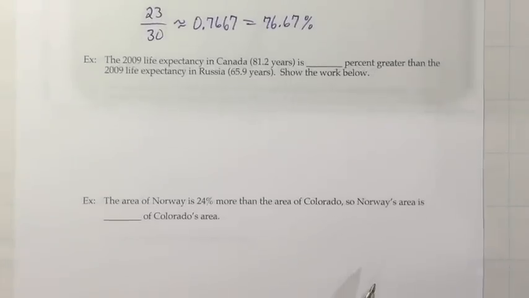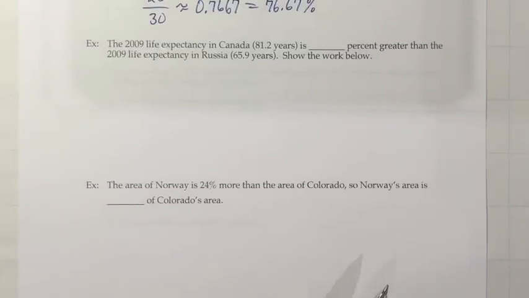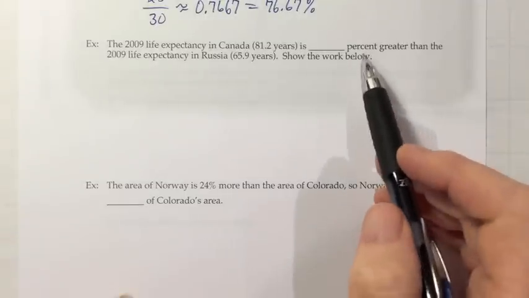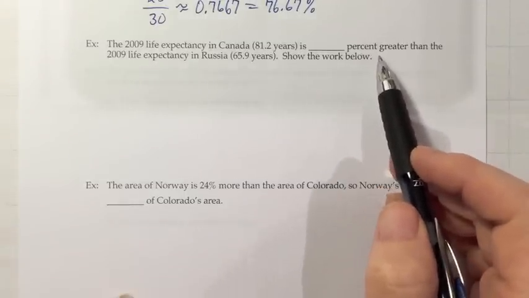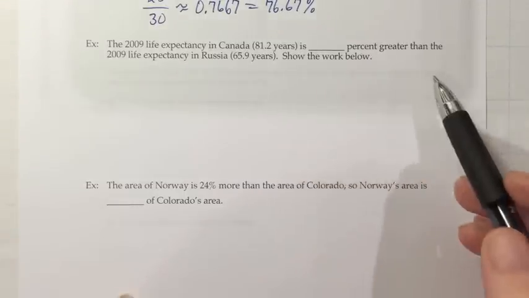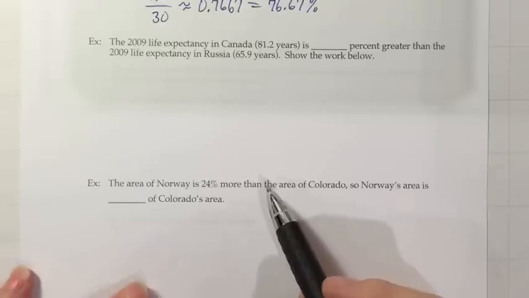All right, so moving forward, let's look at another percentage application. The 2009 life expectancy in Canada was 81.2 years old, and that is what percent greater than the 2009 life expectancy in Russia. So it's the same thing here, where we're going to want to do a difference and then division to get the percentage of change, or in this case the percent greater that one is than the other.